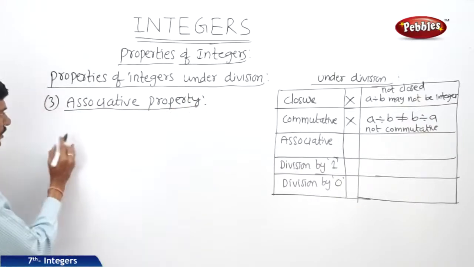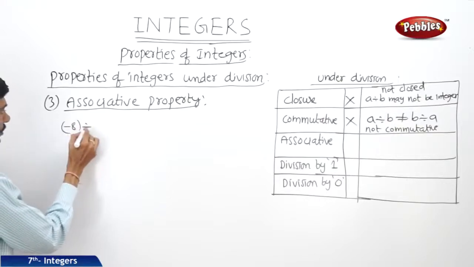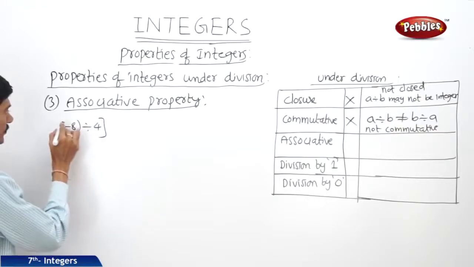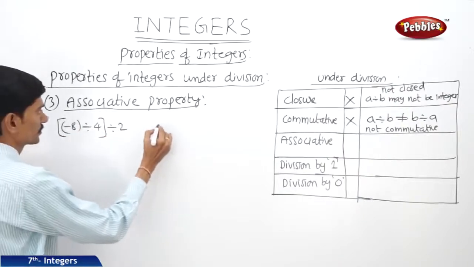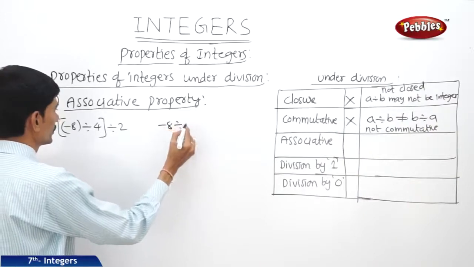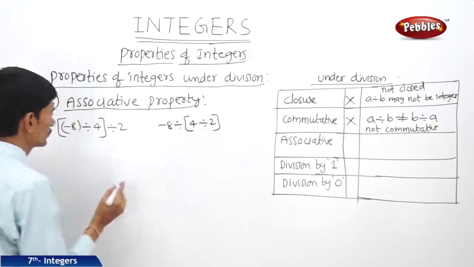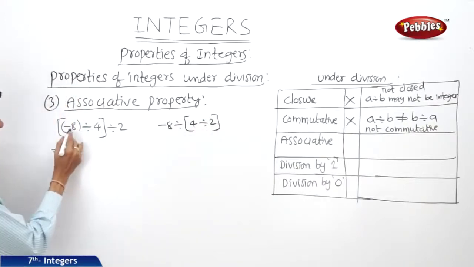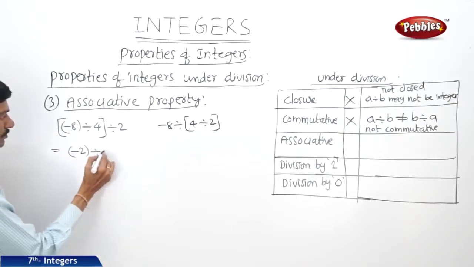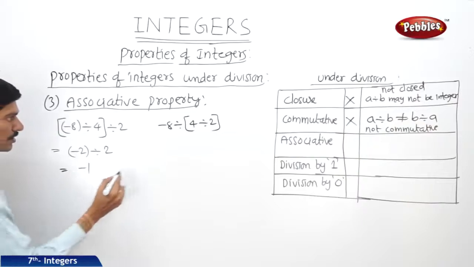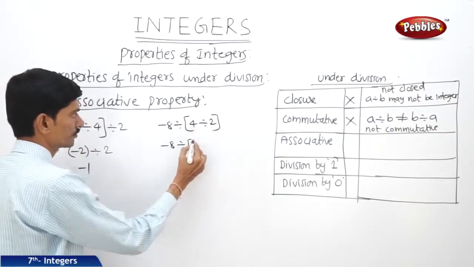Now if we take any three integers, such as minus 8 divided by 4, which is divided by 2, and we will take the second case as minus 8 divided by 4 divided by 2. Now let us do the first case. Minus 8 by 4 is minus 2, which is divided by 2, so this equals minus 1.